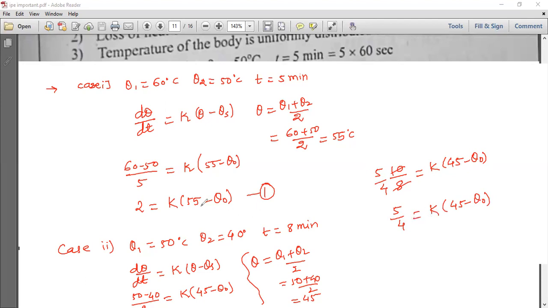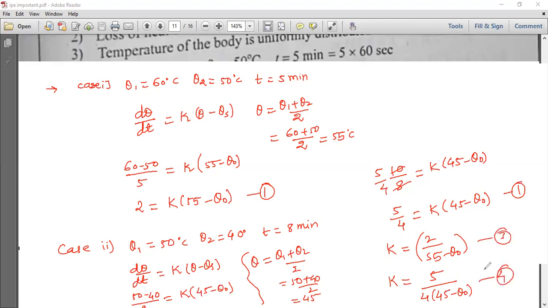Okay, so from equation 1 and 2, k is equal to 2 by (55 minus θ naught). Clear? And from this here also, k is equal to 5 by 4 into (45 minus θ naught). So this is your equation number 3. This is your equation number 4. You just equate these two and find out θ naught. You will get the answer. Clear?